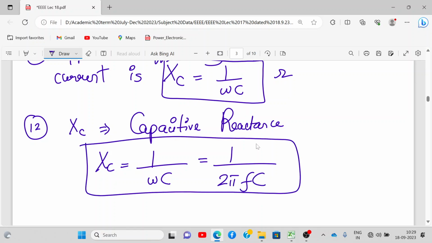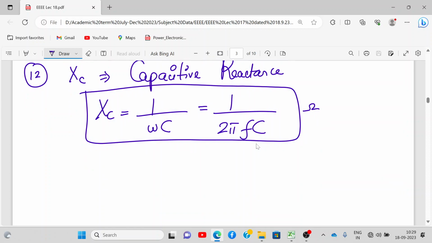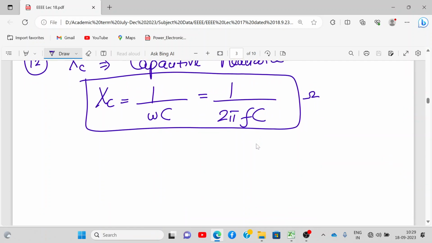This formula will be used many times. XL and XC will be used many times in your numericals. Next, what do we calculate? Instantaneous power and then average power. Okay? Have you noted down? So write down point number 13.